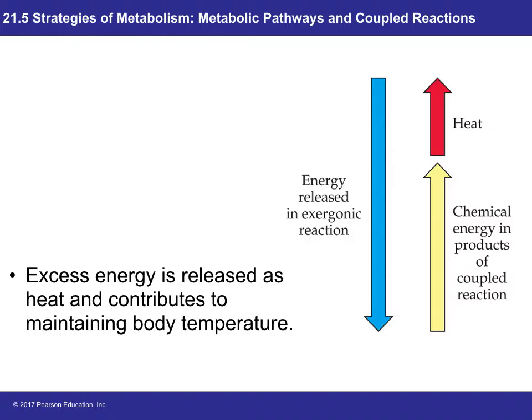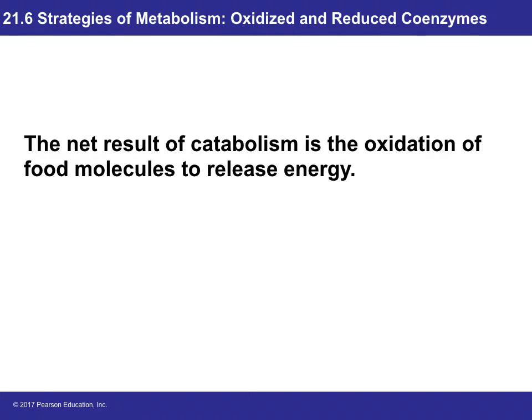Energy released in exergonic reaction and chemical energy in product of coupled reaction plus heat. Excess energy is released as heat and contributes to also maintaining the body temperature. So the net result of catabolism, which is breaking down things, is the oxidation of food molecules to release energy that will be used for any need we have, from thinking, walking, and maintaining the body function we need to have.